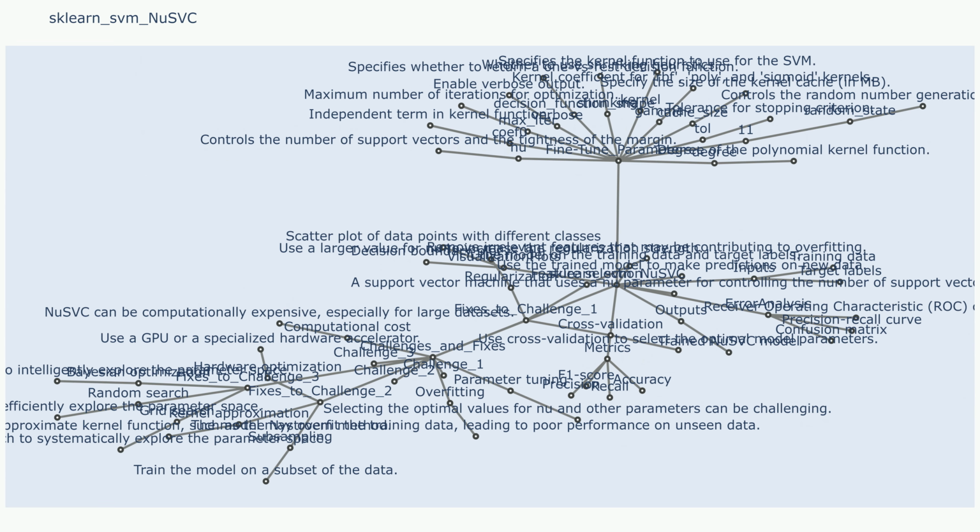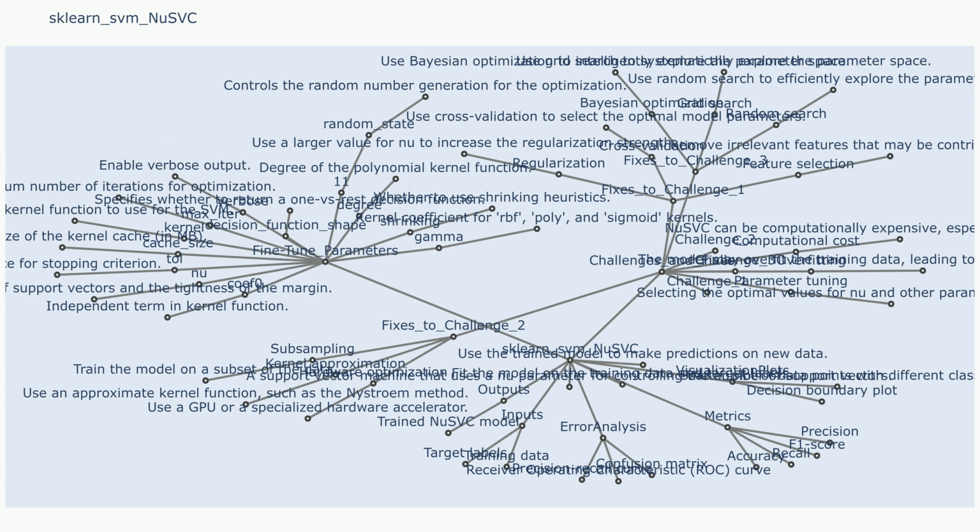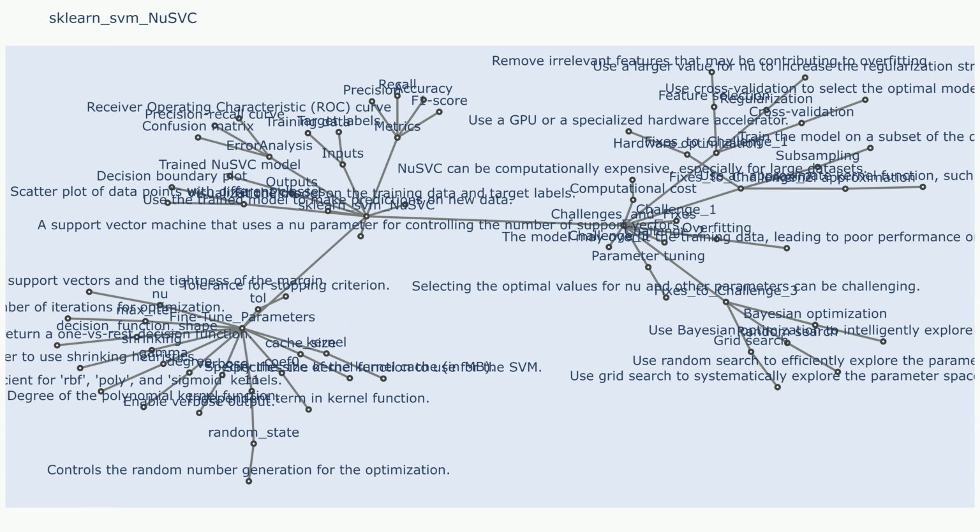Inputs: X, training data, represented as a 2D array of shape (n_samples, n_features), where n_samples is the number of samples and n_features is the number of features. y, target values, represented as a 1D array of shape (n_samples), where each element corresponds to the class label for the corresponding sample in X. Outputs: self, the trained NuSVC model. decision_function(X) returns the decision function values for the given data X. predict(X) returns the predicted class labels for the given data X.